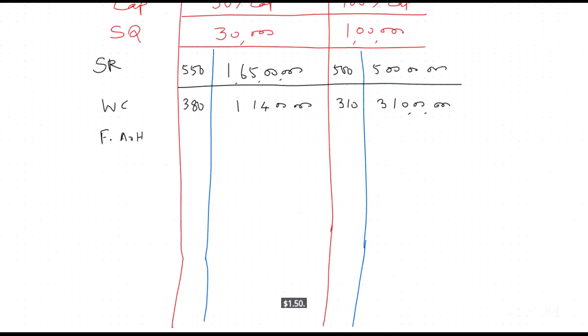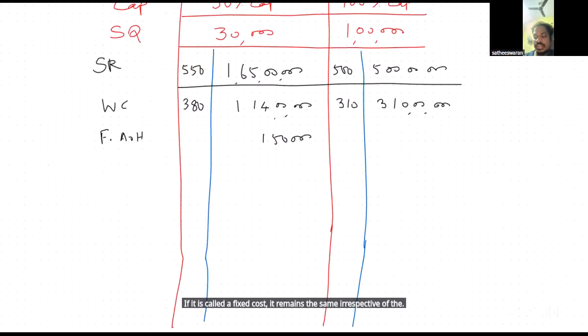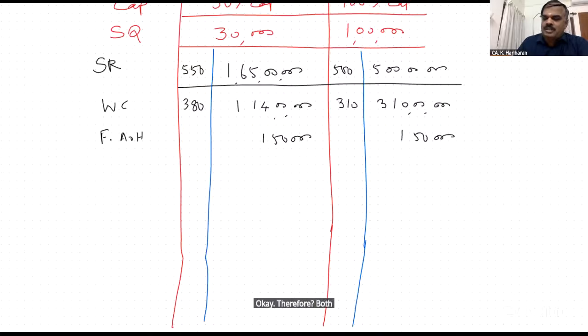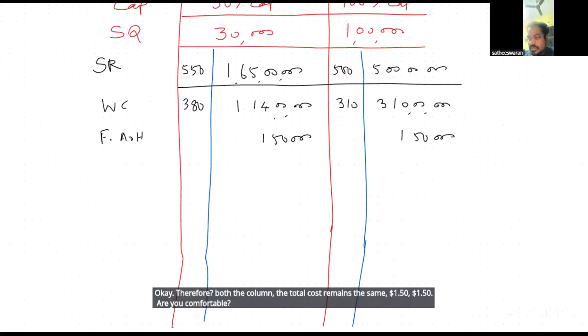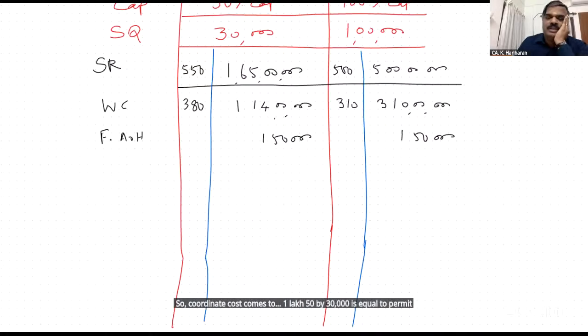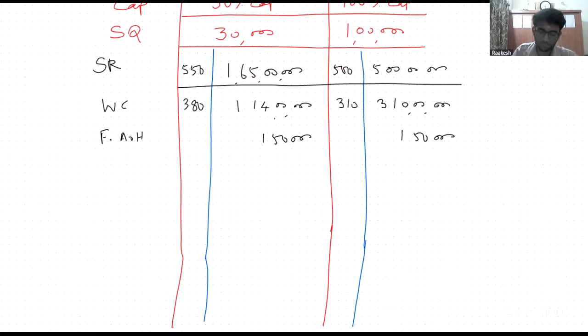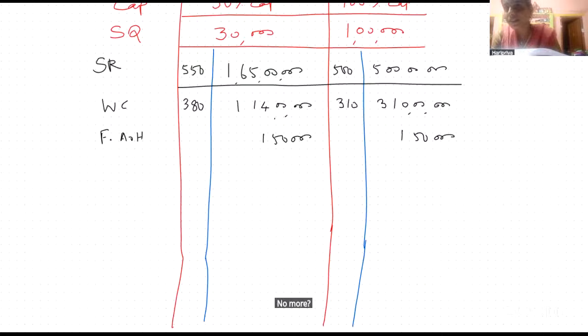If it is called fixed cost, it remains the same irrespective of the quantity we are producing. Therefore, in both the columns, the total cost remains the same, 1,50,000. Are you comfortable? So per unit cost comes to 1,50,000 divided by 30,000. How much is the per unit cost? 5. Correct, 5. Here it is 1 rupee 50 paisa.